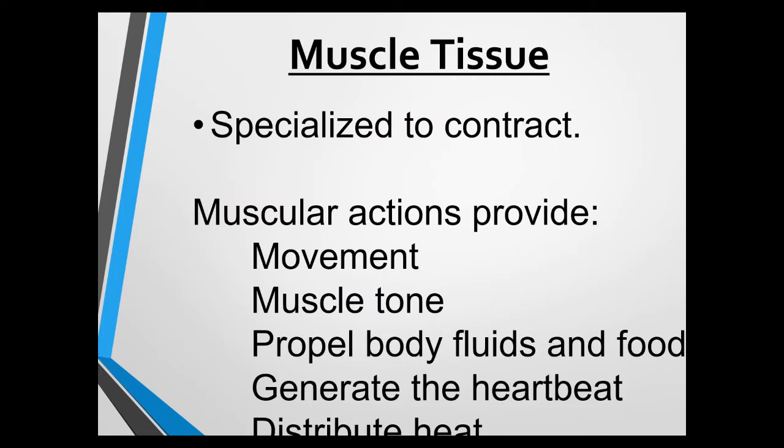As far as muscle tissue goes, it is specialized to contract. When a muscle cell pulls on the collagen fibers, that is going to create a tension. That is going to allow for us to move. It's going to give us some muscle tone. It's going to help propel bodily fluids and food throughout our body. It's going to generate the heartbeat, and it's going to distribute heat.